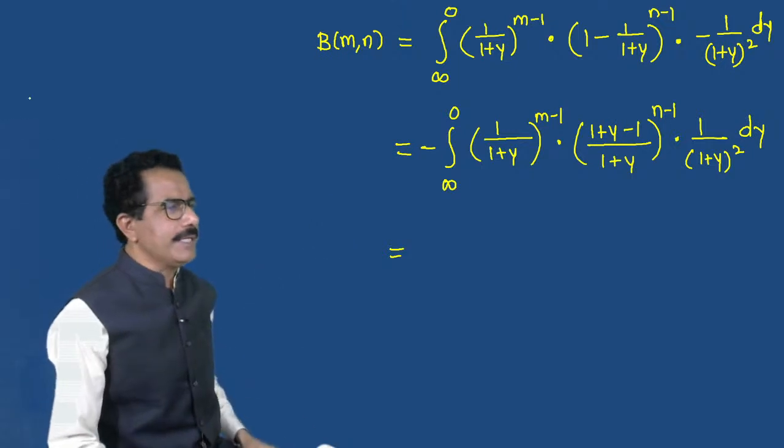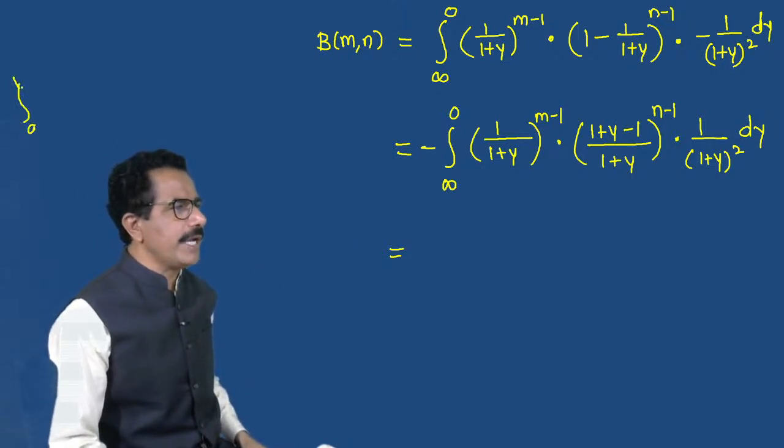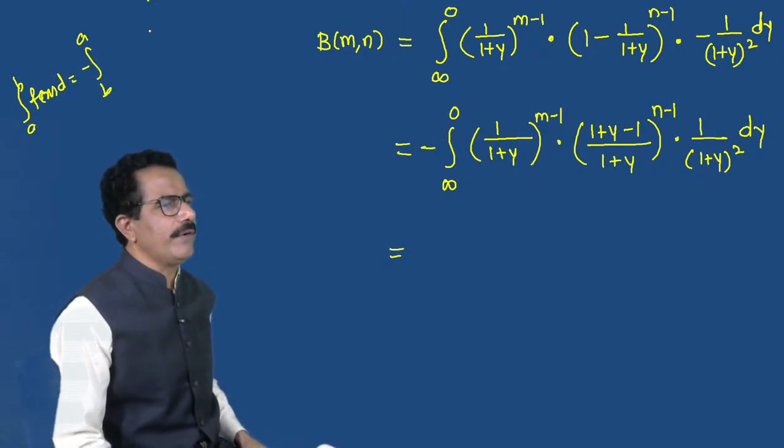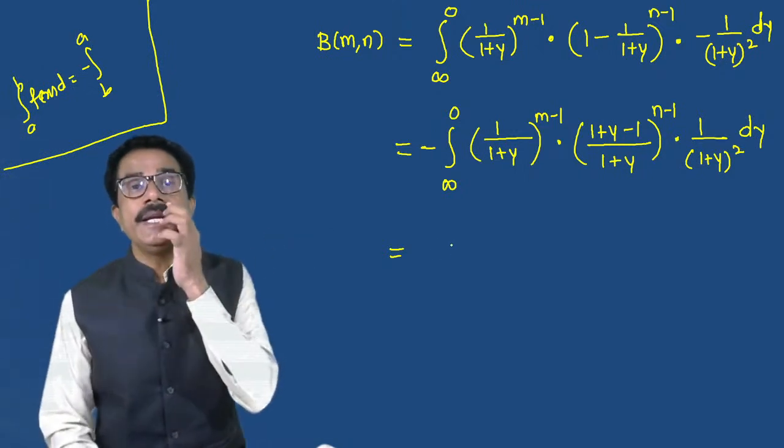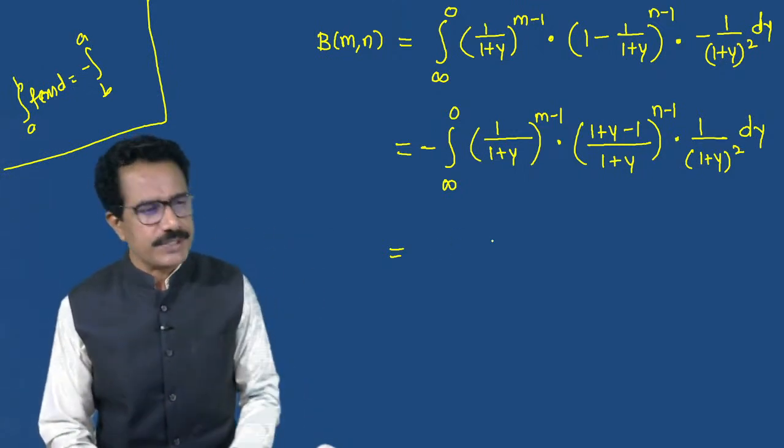Integral from a to b f of x dx would be minus integral from b to a f of x dx. That means the limits interchange property.